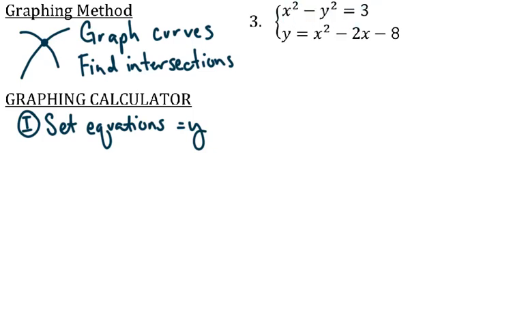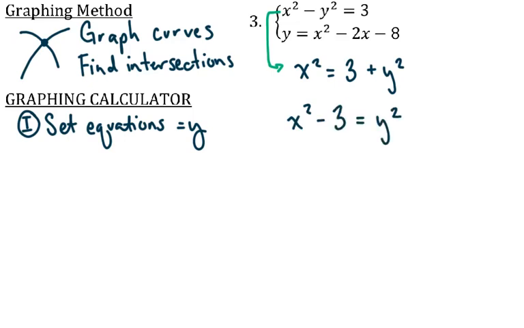What I would do is add y squared to both sides, so this equation becomes x squared equals 3 plus y squared. Subtract the 3: x squared minus 3 equals y squared, and then take the square root. Remember, it's subtraction, so we can't simplify that x squared. So it's just plus or minus the square root of x squared minus 3 equals y. So we've set that equal to y.